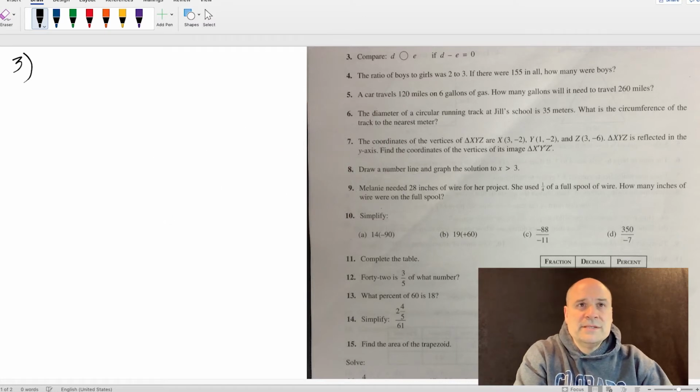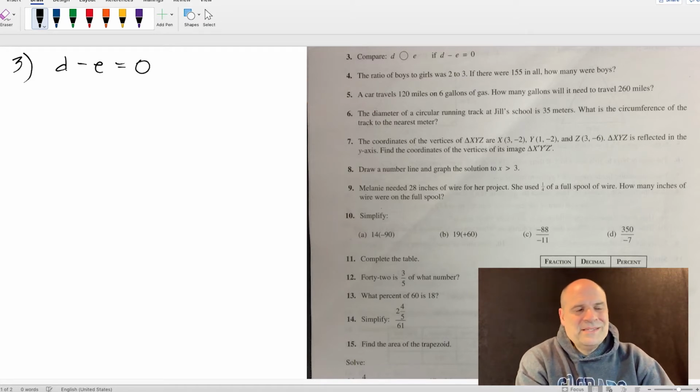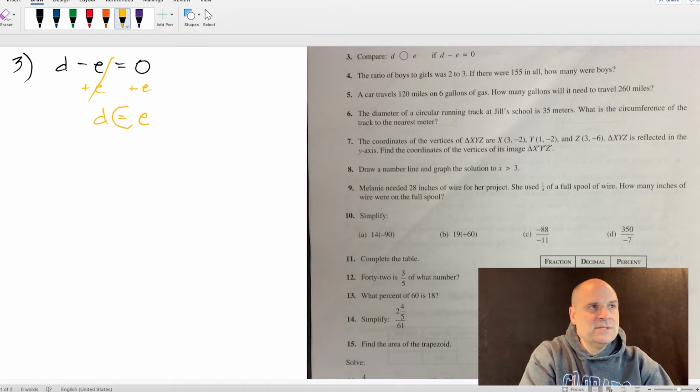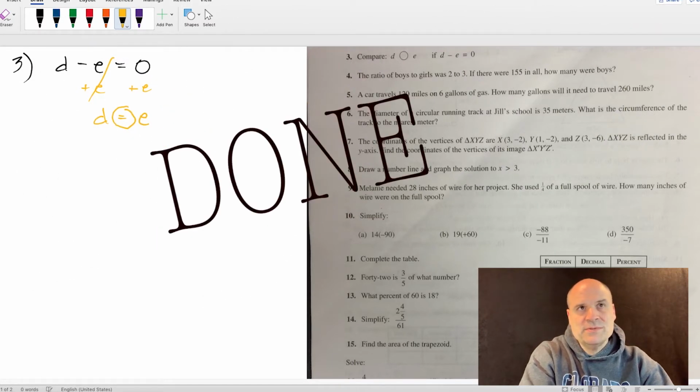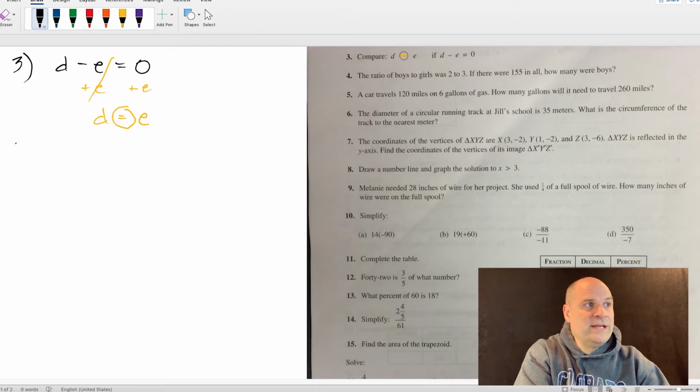Okay, number 3, we're gonna compare. If D minus E equals 0, let's see here, D minus E equals 0. Well, let's just solve for D. How do you get D by itself? Gotta get rid of that minus E. Well, how do you get rid of minus E? You add E to both sides. So basically D equals E. And that answers our question. So D equals E. Boom, so this is equals. Because if you subtract 2 numbers and it equals 0, those 2 numbers are the same. It's true, I promise.